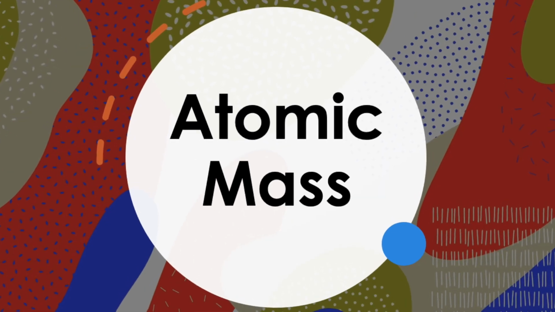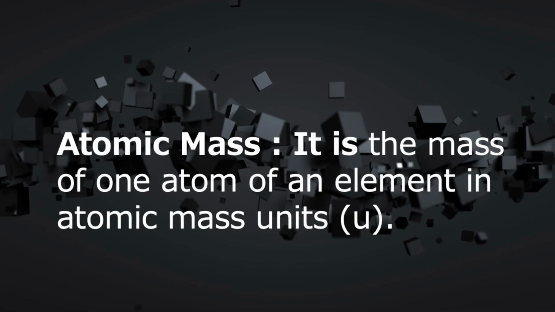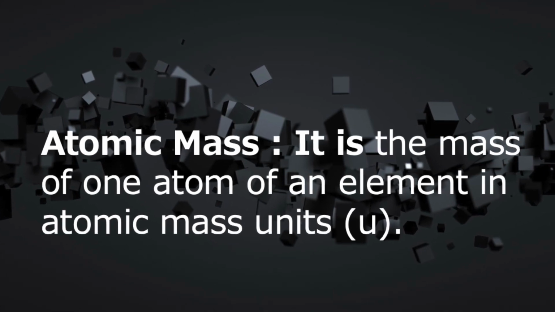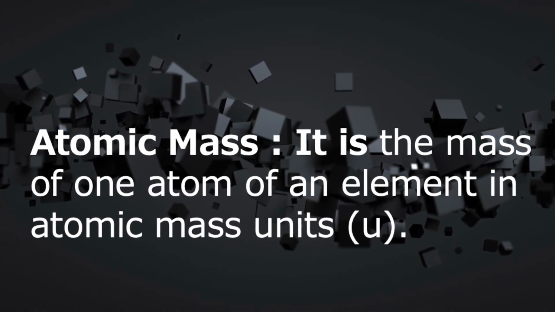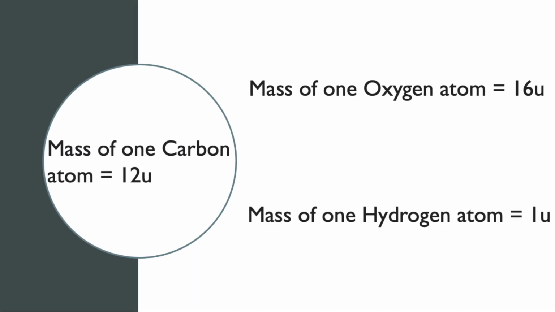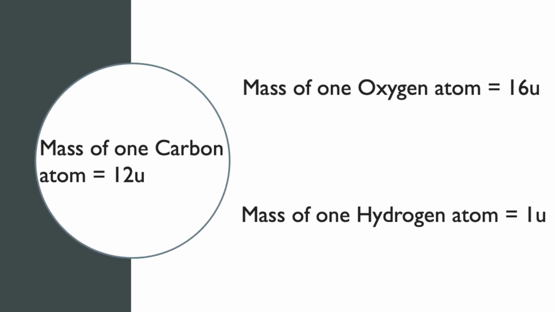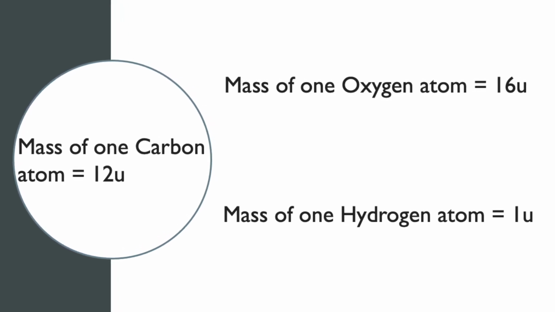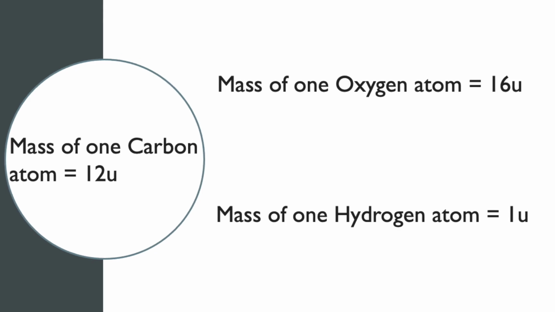The next thing is atomic mass. What is atomic mass? Atomic mass is the mass of one atom. It is the mass of one atom of an element in atomic mass units. For example, the mass of one atom of oxygen is 16 u, of carbon is 12 u, and of hydrogen is 1 u.